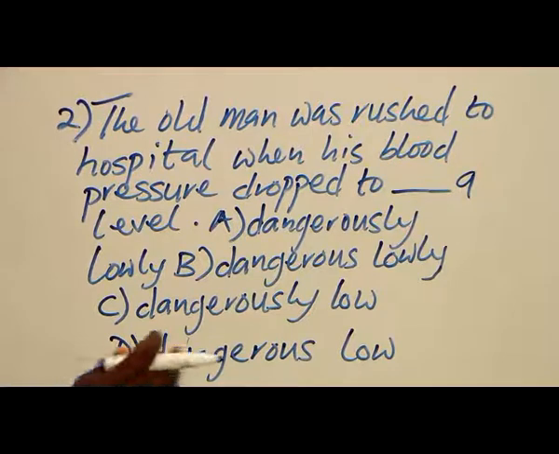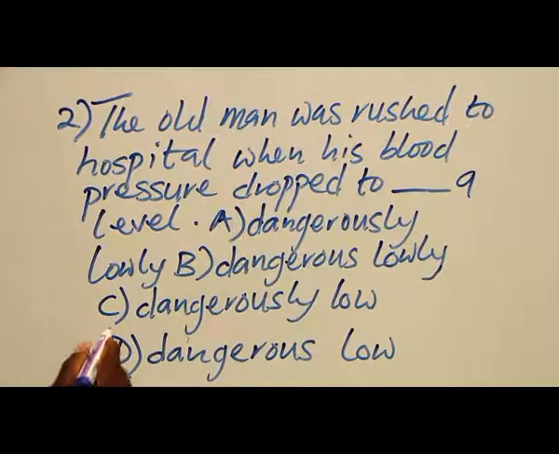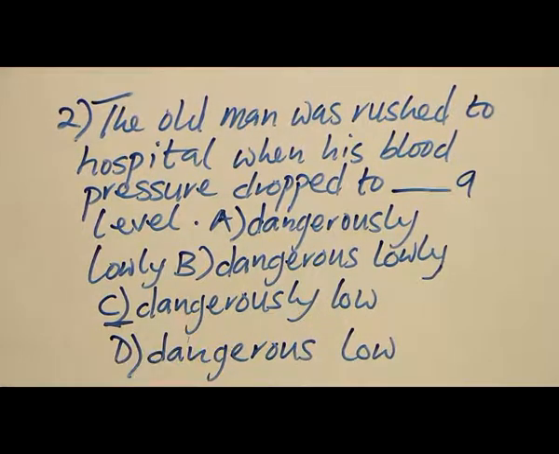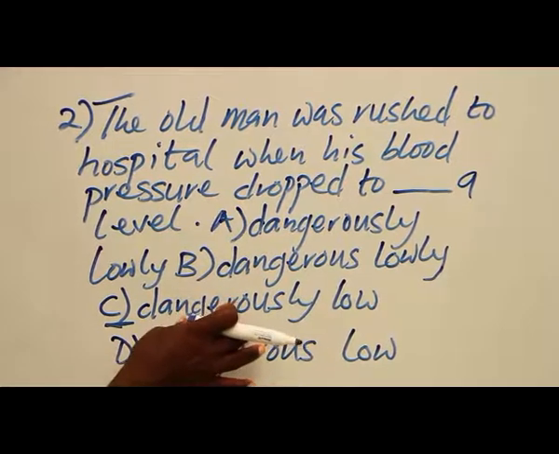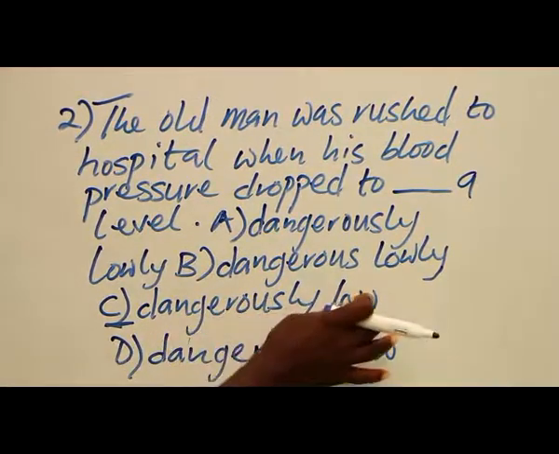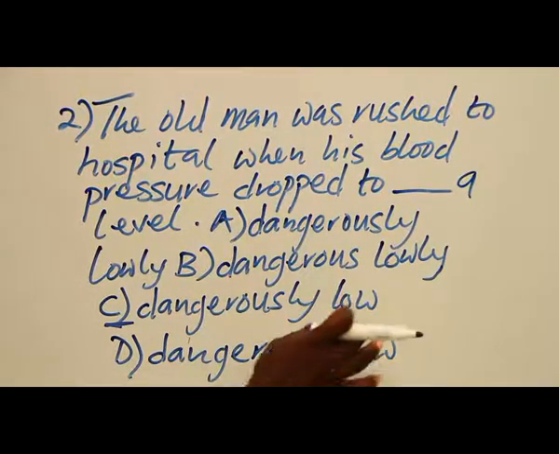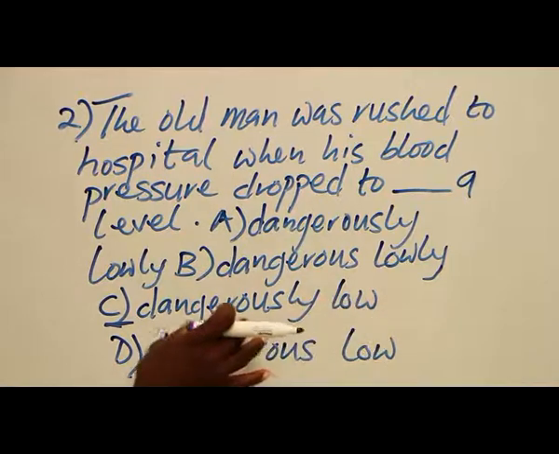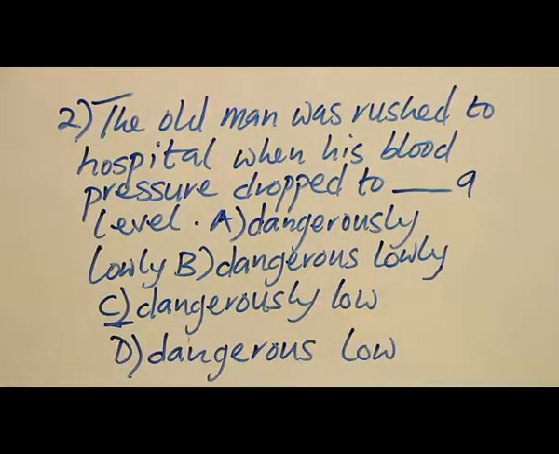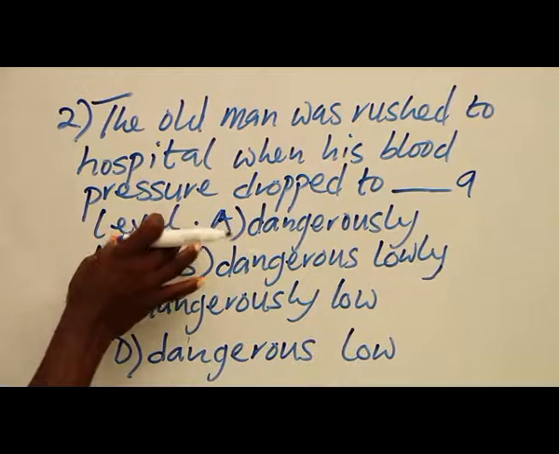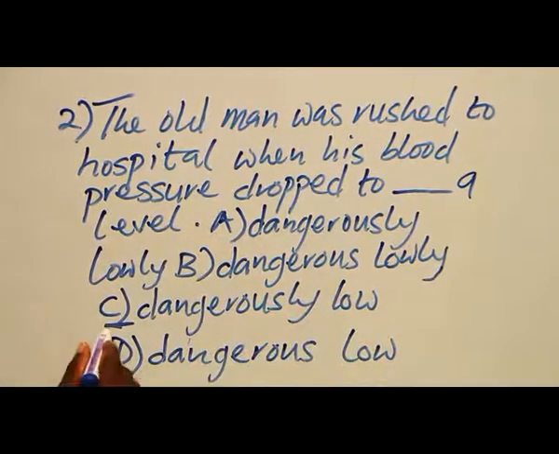If we take that as our answer, why? Because we have the word low, which is an adjective. Low level. Now the word dangerously is an adverb, and you know that an adverb modifies an adjective. So what do we have here? The adverb dangerously is telling you how low. So it's describing or modifying the adjective low, while the adjective low is modifying the noun level. What sort of level? Low level. So our answer is option C.